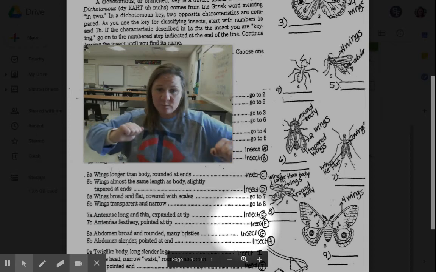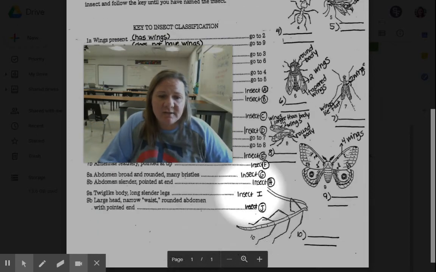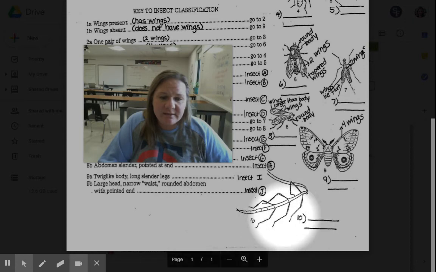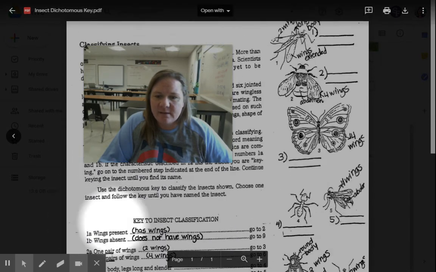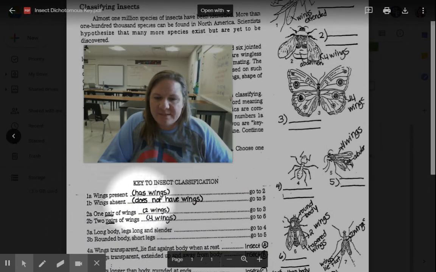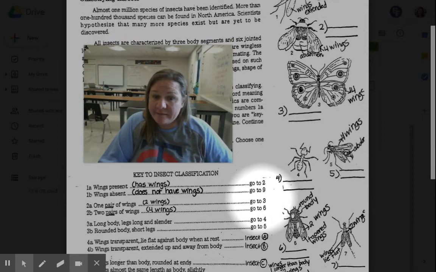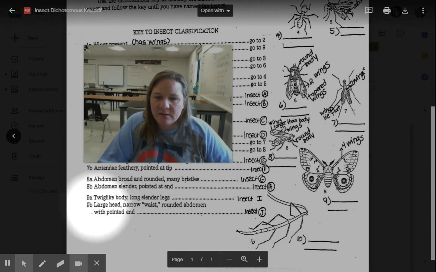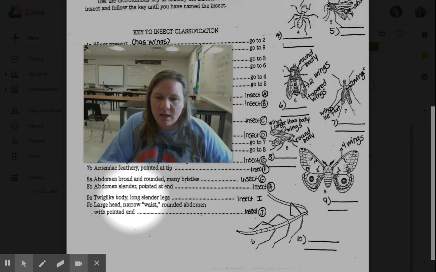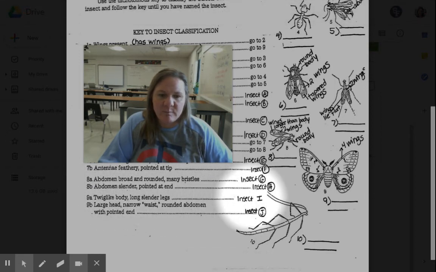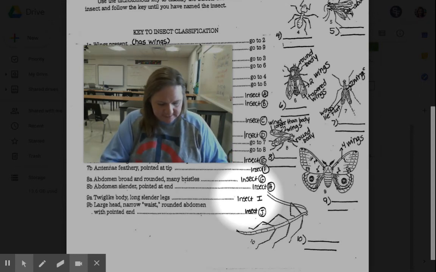Last one, you guys, last one. Thanks for hanging in this long and watching the help video. Number 10, we got the walking stick. So again, this is our only other one. The wings are absent. So we skip all the way down to step 9. So this is a quick one. The large head, narrow waist was our ant. So this one is the twig-like body with the long and slender legs. That would be our walking stick. Our walking stick is insect I for number 10.